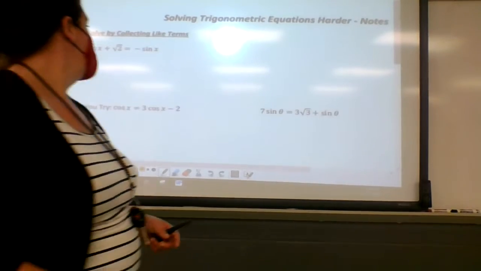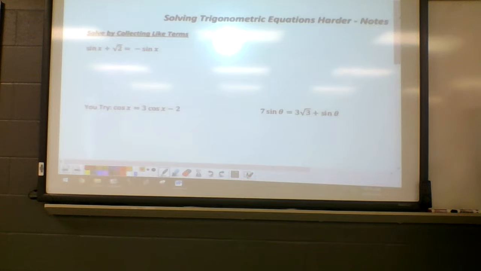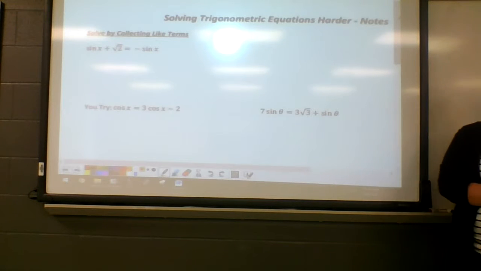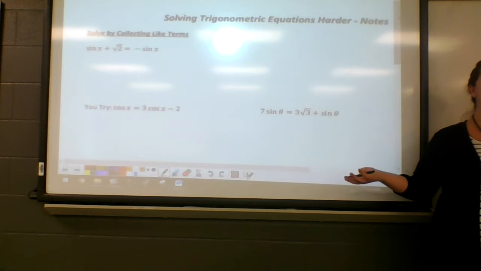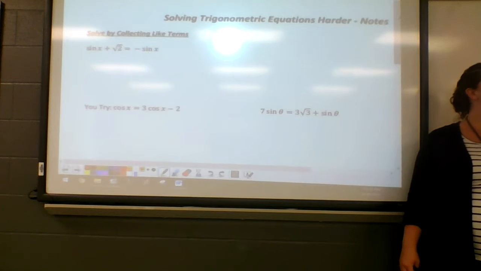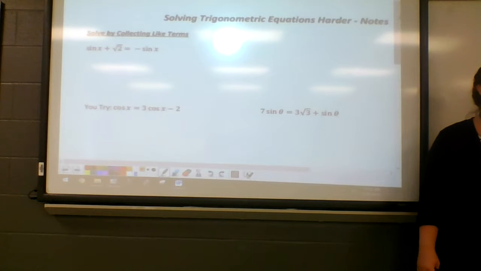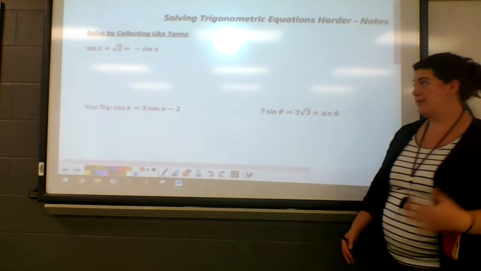All right, so solving by collecting like terms. Right now you have a sine of x and a negative sine of x, and they're on opposite sides of the equal sign. Technically, they are like terms because they're both sines of x, so you can put them together. If you have one on one side that's positive and one on the other side that's negative, you can move them over by adding and subtracting, doing the opposite signs.